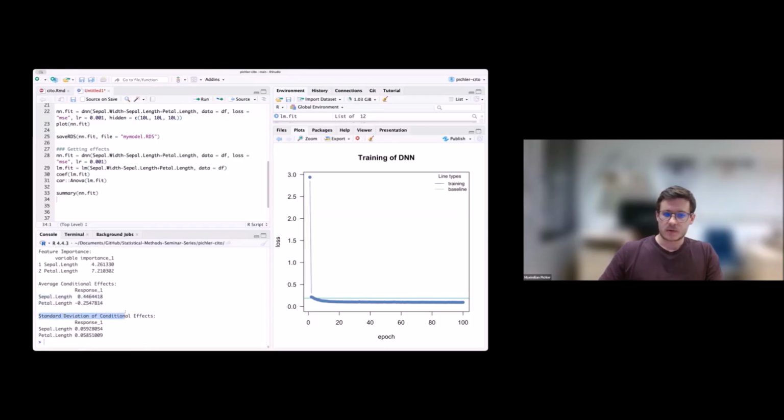Here, this last row is the standard deviation of these conditional effects, and this corresponds to the linearity of these effects. However, as a spoiler, we're going to remove this third row in the upcoming CRAN release, so maybe ignore it for now.